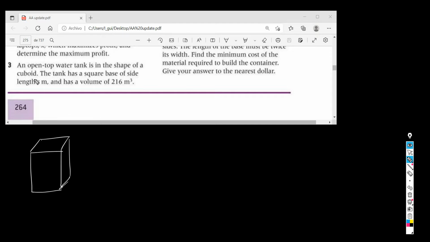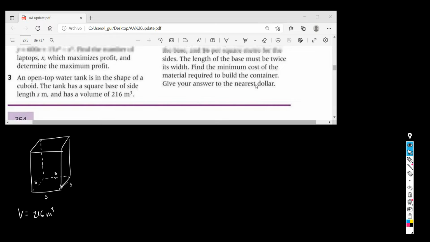So next, the tank has a square base of side length S. So the base of this thing is actually a square, and it has side S. So all of these sides measure S meters. And we know the volume of this tank to be 216 cubic meters. So the volume is this much. All right, so let's continue.